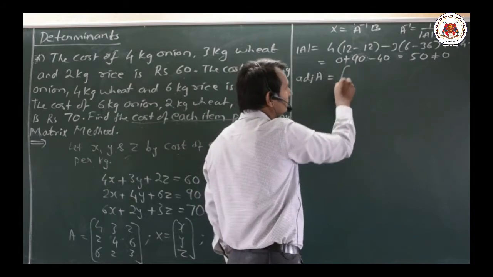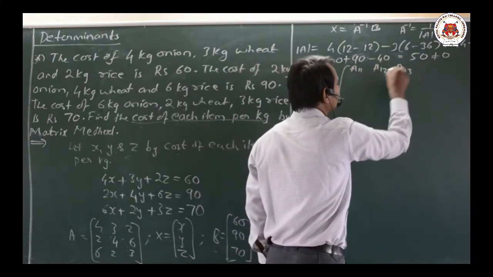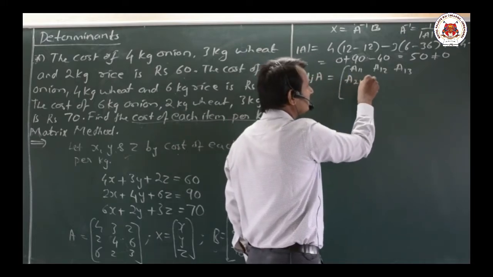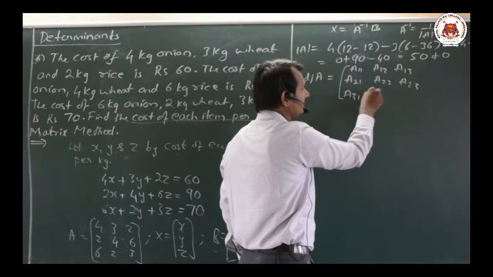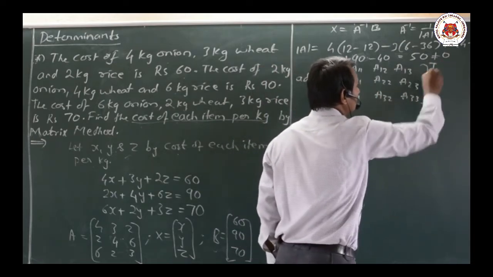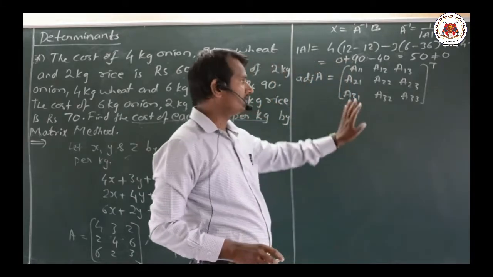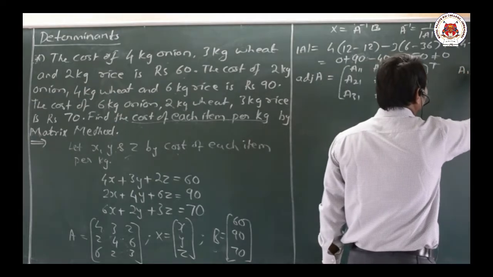Adjoint A equals A11, A12, A13; next A21, A22, and A23; then A31, A32, and A33, and its transpose. Now we shall find out all these values. First of all, the A11 value.